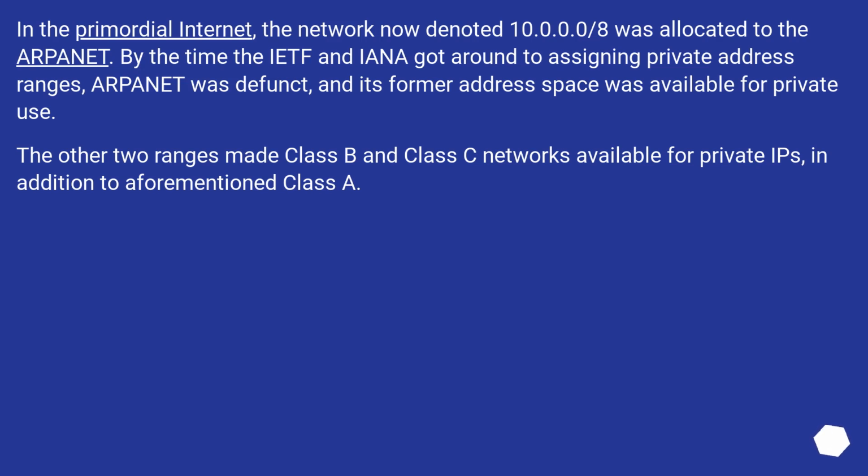In the primordial internet, the network now denoted 10.0.0.0/8 was allocated to the ARPANET. By the time the IETF and IANA got around to assigning private address ranges, ARPANET was defunct, and its former address space was available for private use. The other two ranges made Class B and Class C networks available for private IPs, in addition to the aforementioned Class A.